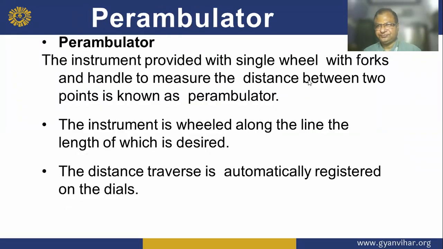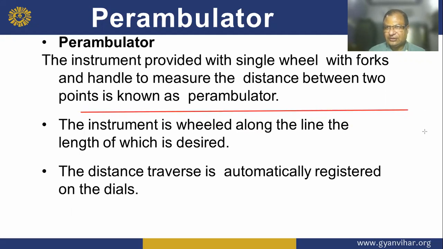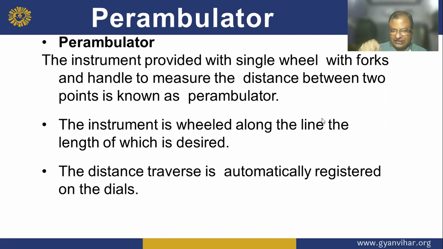Now, perambulator. So, we will discuss perambulator. The instrument provided with a single wheel with fork and handle to measure the distance between 2 points is known as the perambulator. It is clear? The instrument provided with a single wheel with forks and handle to measure the distance between 2 points is known as a perambulator. So here to here, a distance of 100 meter is measured by the perambulator. The instrument is run along the line, the length of which is desired.